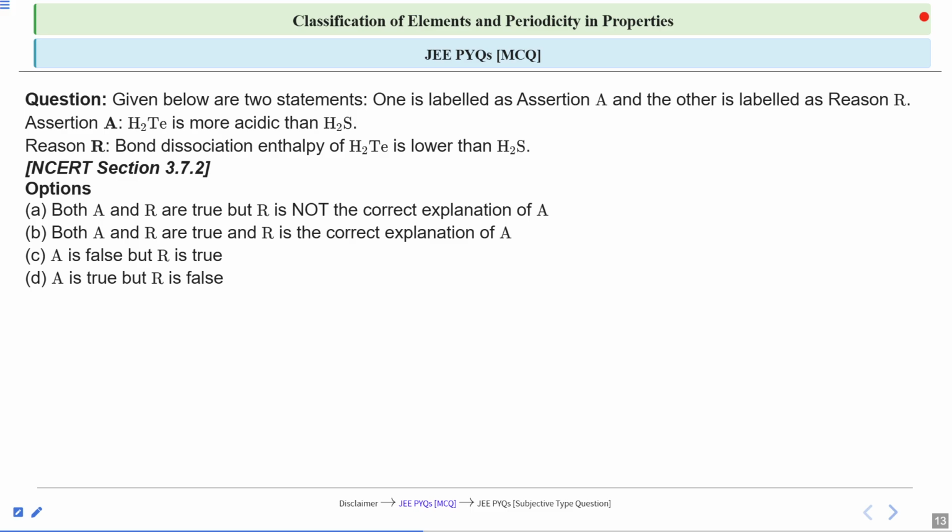A is false but R is true. A is true but R is false. Both A and R are true, and R is the correct explanation of A. Both A and R are true, and R is not the correct explanation of A. So your time to solve this question starts now. Simply think about the bond enthalpy as you move down the group, and that will be quickly related to the atomic size.